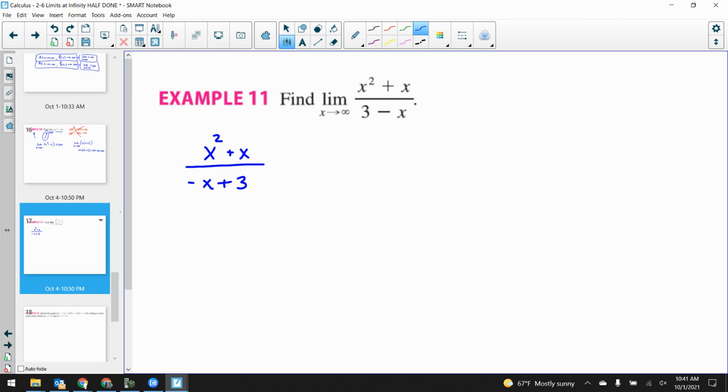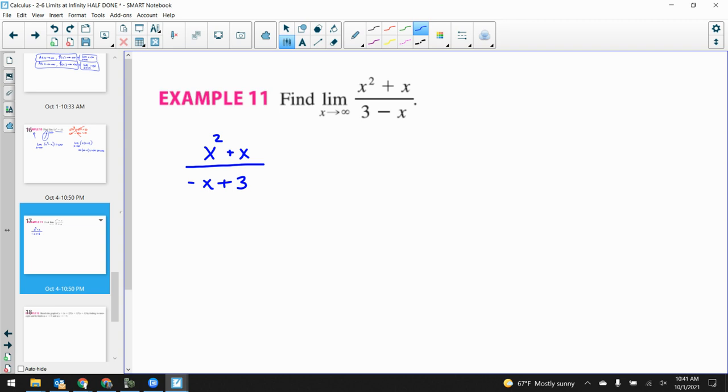So let me ask you this. Does this have a horizontal asymptote? No. This is top heavy. It does not have a horizontal asymptote. What does that mean? That means that as I increase in my x values, it's either going to keep getting bigger or keep getting smaller. It's not going to go to a single number. That's out the window because this is top heavy. So the limit as x goes to infinity is not going to go to a single number. It's either going to go to positive infinity or negative infinity.